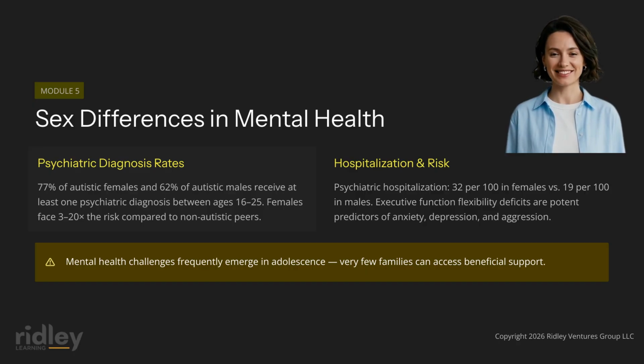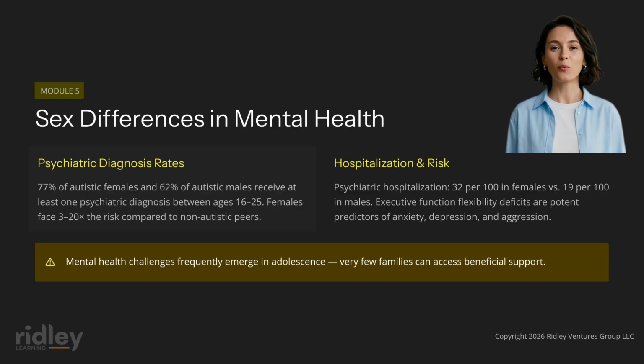Compared to non-autistic same-sex peers, autistic females had roughly 3 to 20 times the risk of receiving each psychiatric diagnosis, and autistic males had roughly 3 to 19 times the risk, underscoring just how dramatically the psychiatric burden is elevated in this population. Psychiatric hospitalization was substantially more common in autistic females, at 32 per 100, compared to autistic males, at 19 per 100.